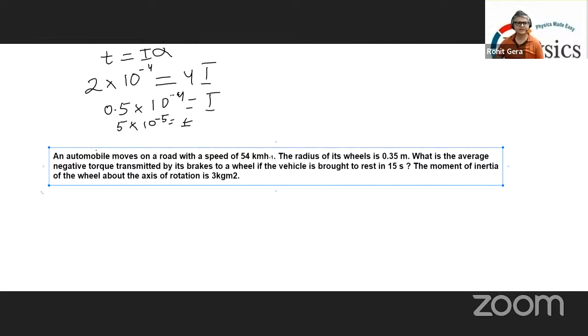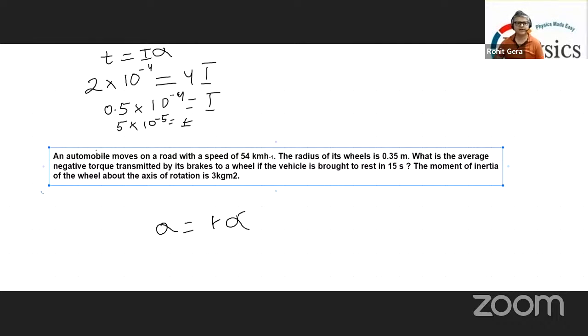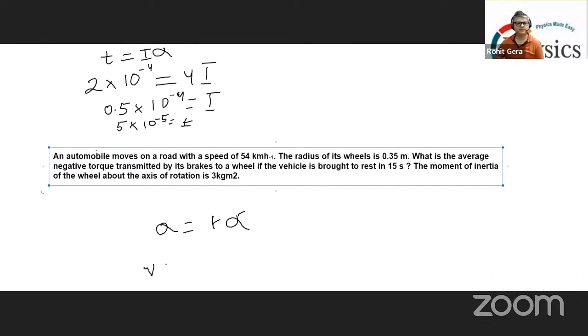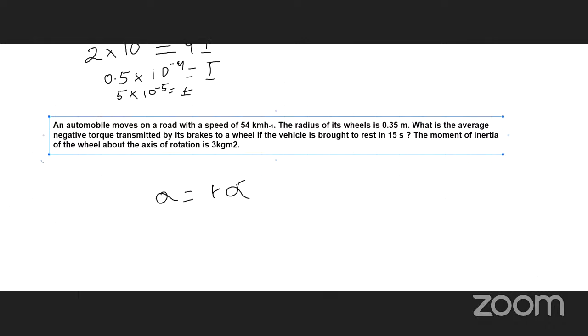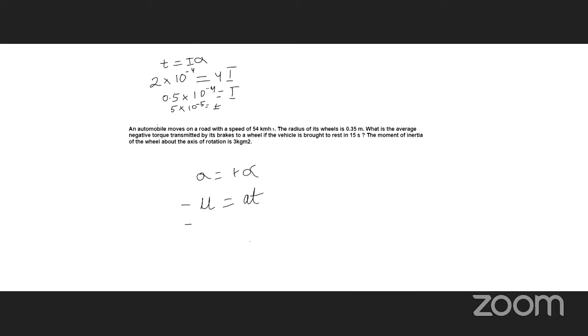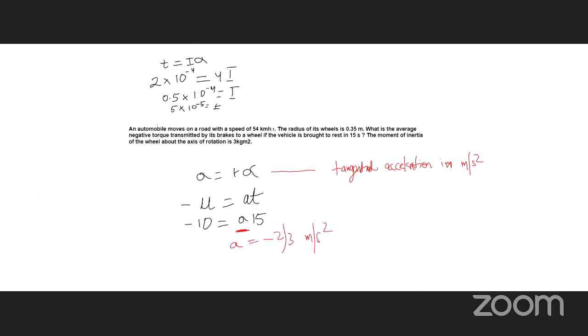So you know if a body is in linear motion, it can have a negative acceleration during braking. सर, a equals R alpha. सही है. First find a. a निकल जाएगा. Final velocity is 0. It stops. यानी कि minus u is equals to at. So this is your minus 10 is equals to... ठीक है, तो a ब्रेकिंग आ जाएगी ना. सो a is equal to -2/3 meter per second square. ब्रेक लग रही है.